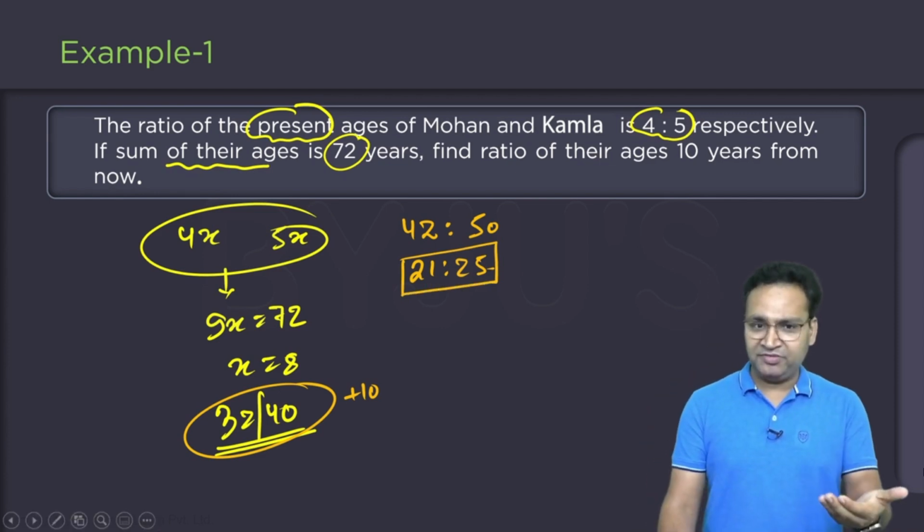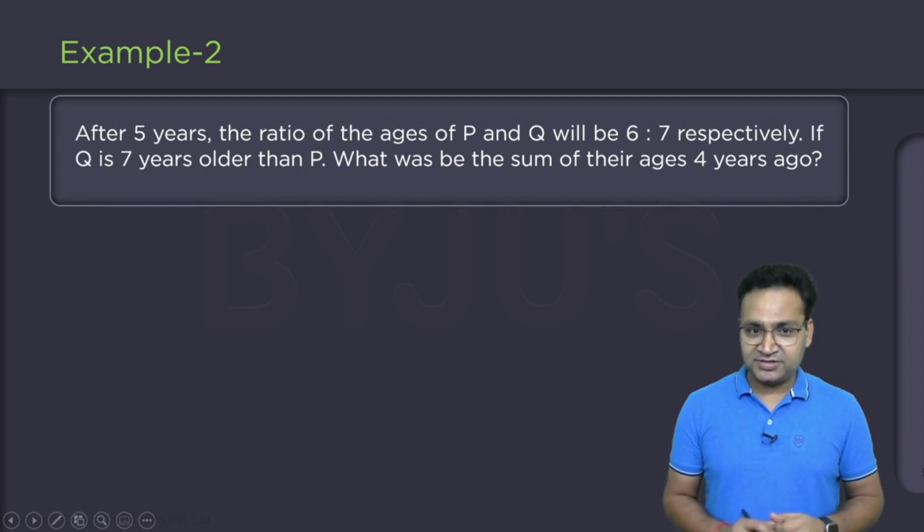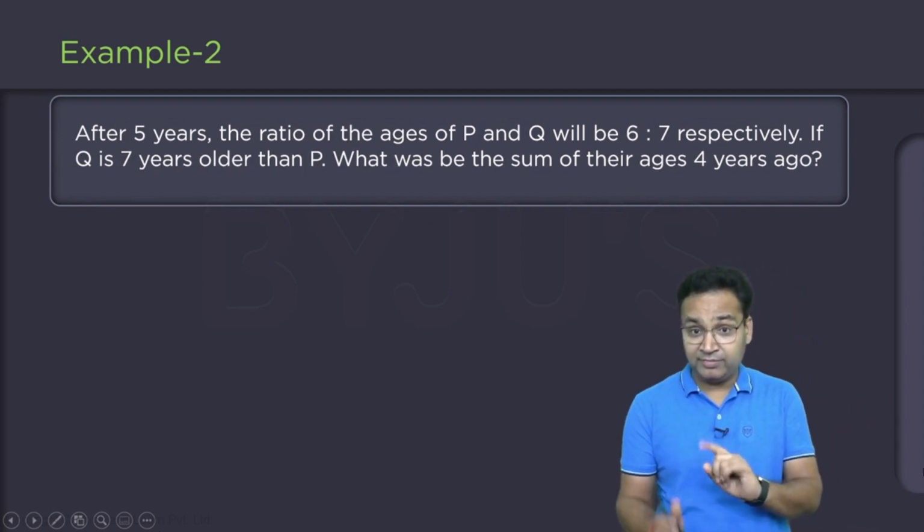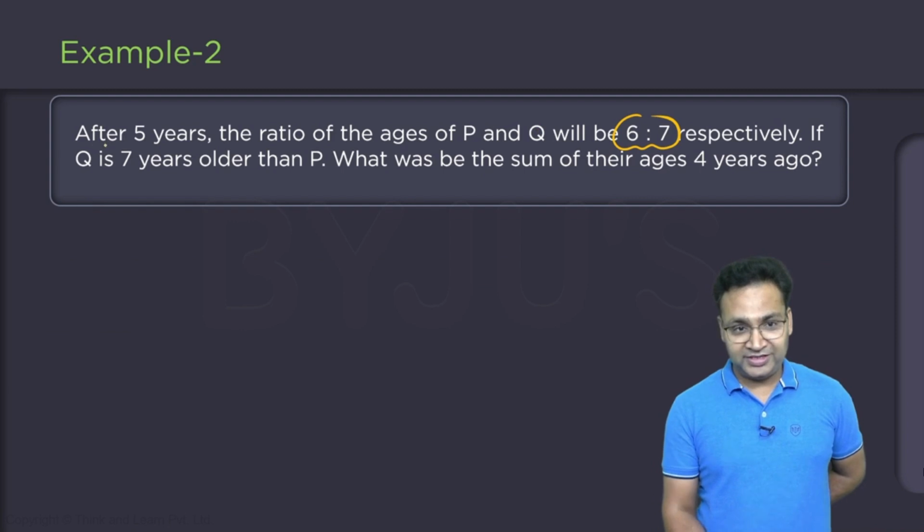Let's look at another variation. After 5 years, the ratio of ages is 6:7. So now remember, this ratio is after 5 years.